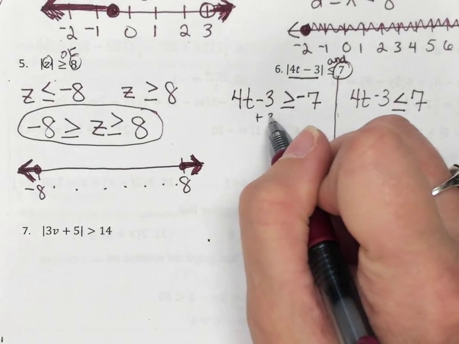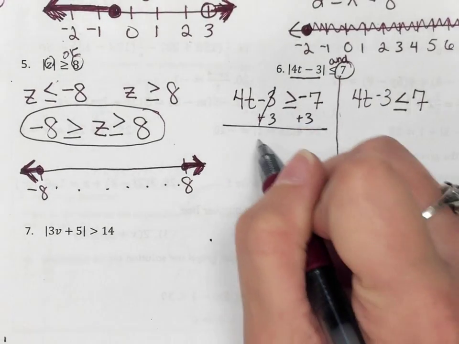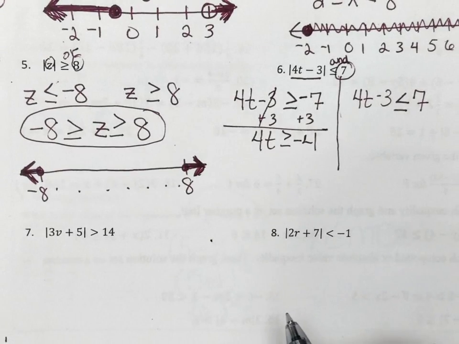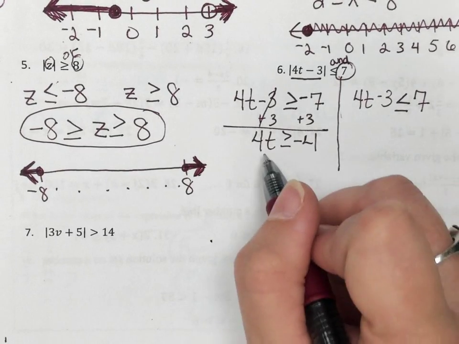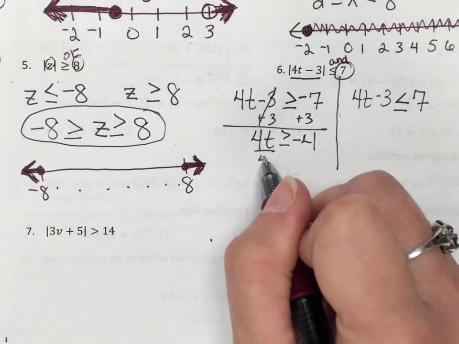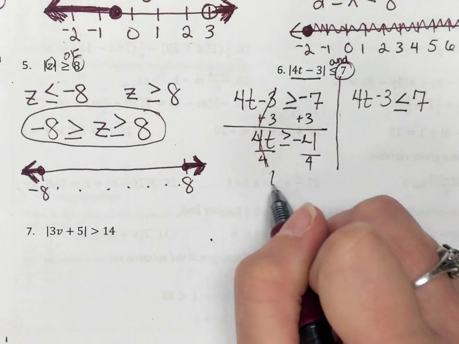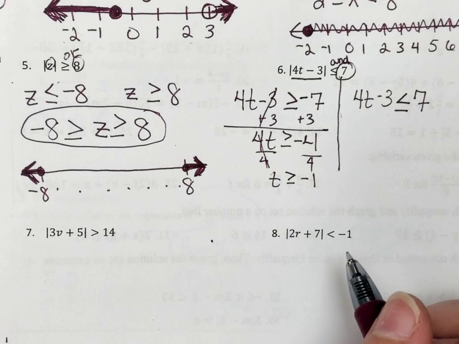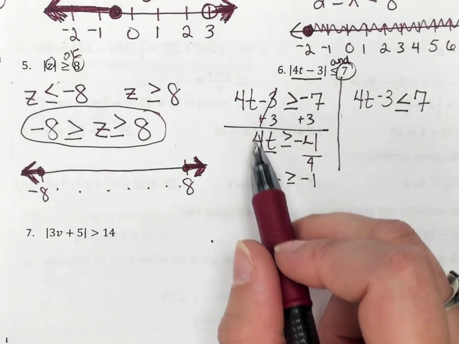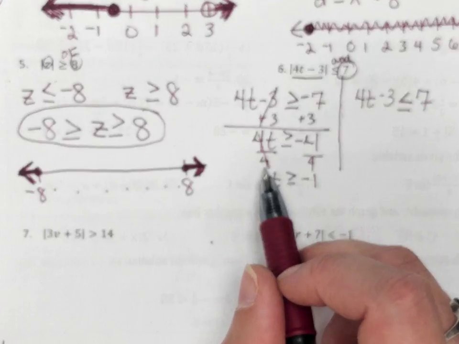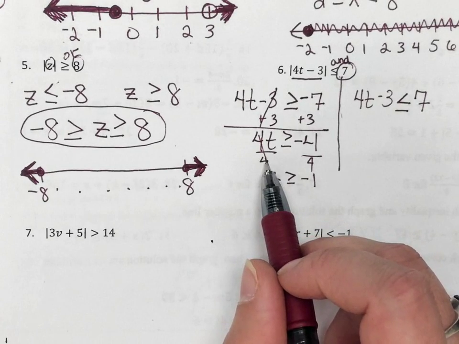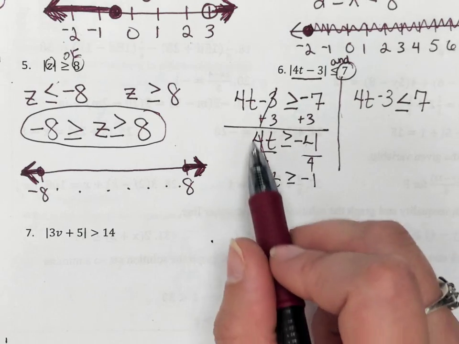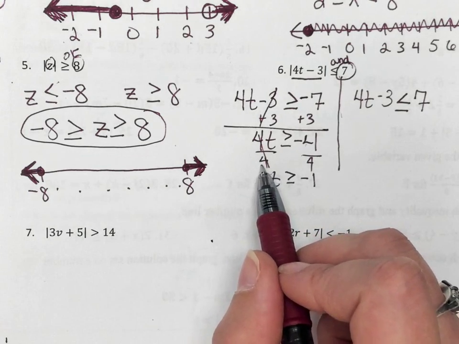Alright, so this one, add 3. So 4t is greater than or equal to -4. Divide by 4. So t is greater than or equal to -1. And you divided by a positive. This 4 that you divided by is a positive, so don't flip that sign. Just because this 4 is negative, what you actually physically divided by was positive.